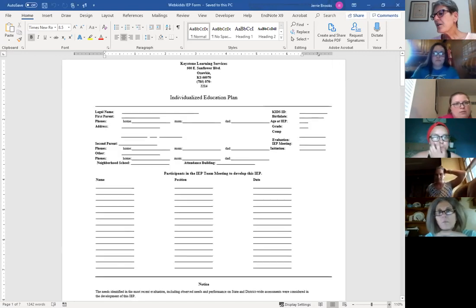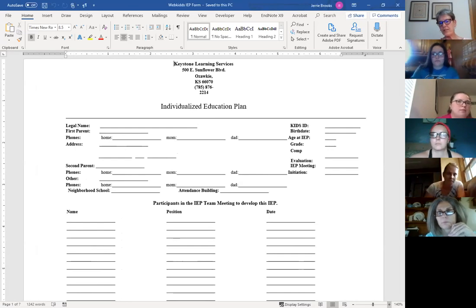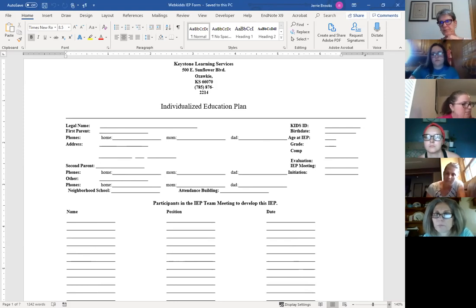Okay, this is what an IEP looks like. And I know that your IEPs that you write may not be this exact form. This is the form that Keystone Learning created. That's the WebKids IEP. School districts then had it tailor-made to what they wanted it to look like. So it's the same information, but it may be organized differently. But the guts of it are the same because it has to be by law. They can always add parts to it, but there are certain things that have to be there.